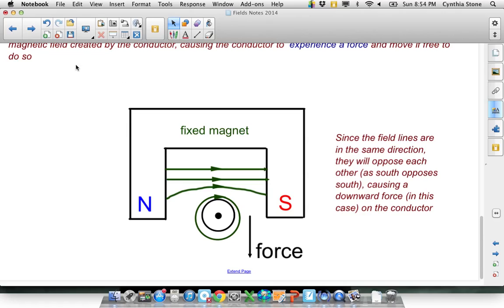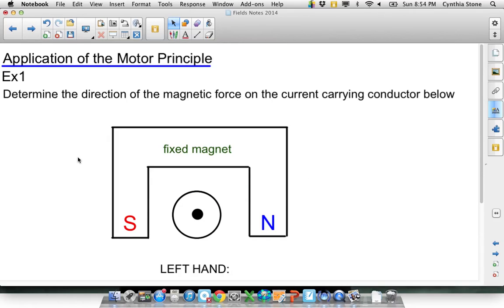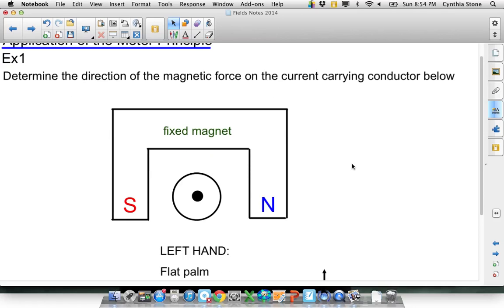We can just add some numbers to that now. Oh, this one's actually no numbers yet. So we're going to determine the direction of the magnetic force just using the left-hand rule.